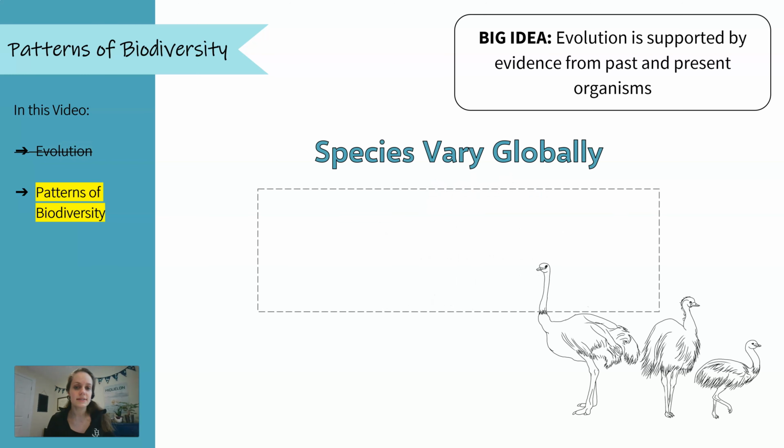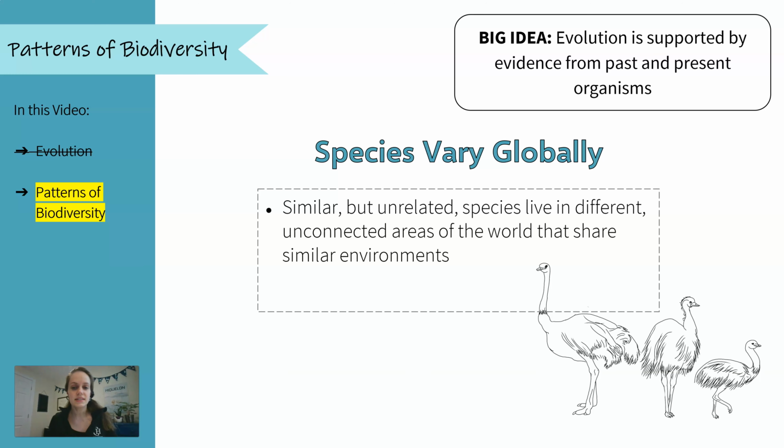So first, scientists observe that species vary globally, which means that similar but unrelated species live in different, unconnected areas of the world that share similar environments. So in biomes or ecosystems that have similar biotic and abiotic factors, right, perhaps the climate is the same, perhaps other species are the same, we see species independently evolve to be like one another. So they're not direct relatives of each other, but through the course of evolution have found a path to end up looking or being quite similar.